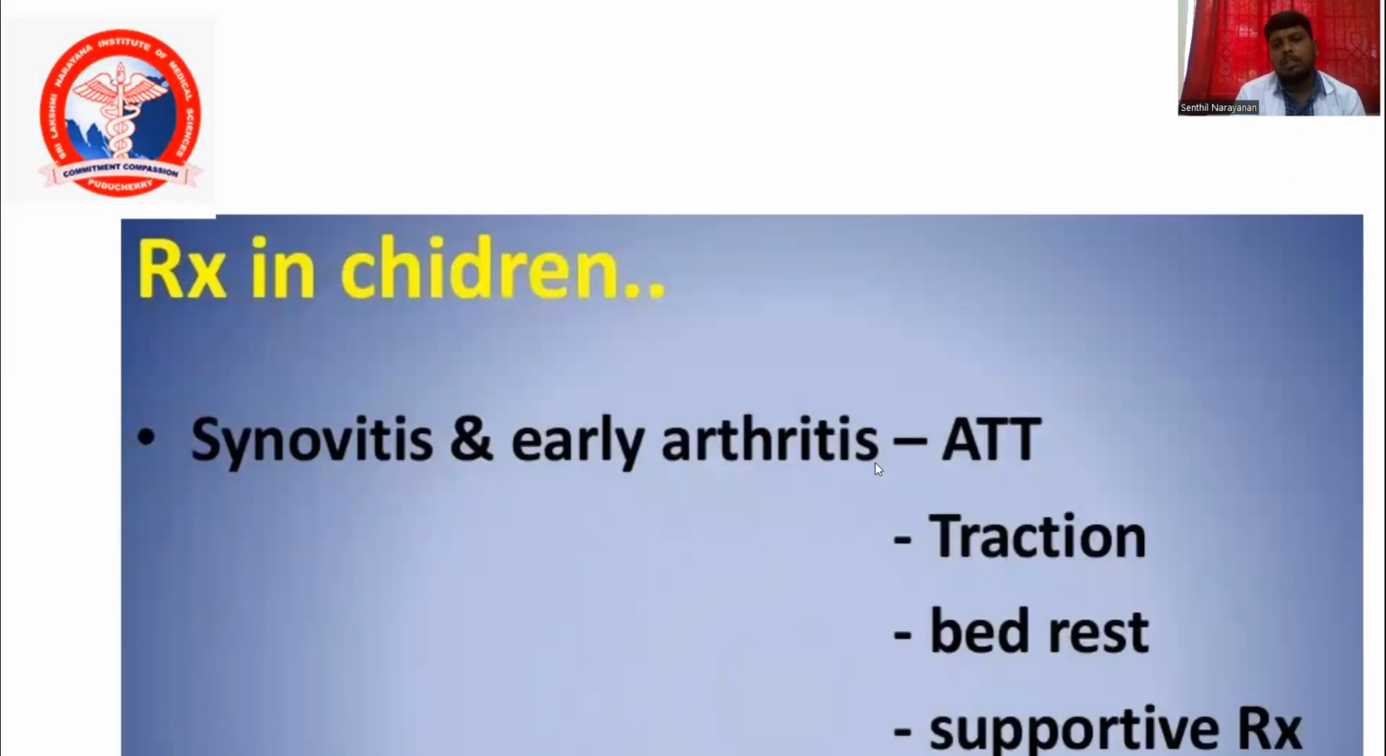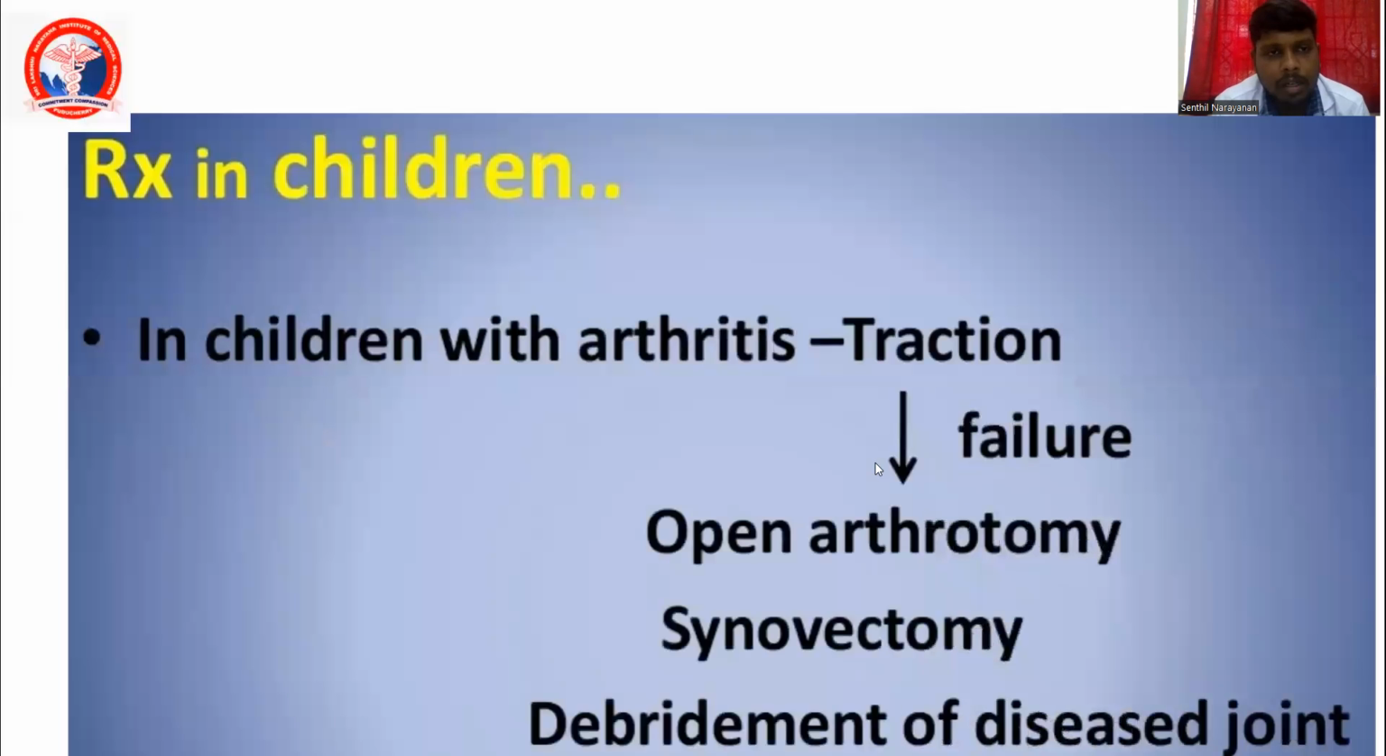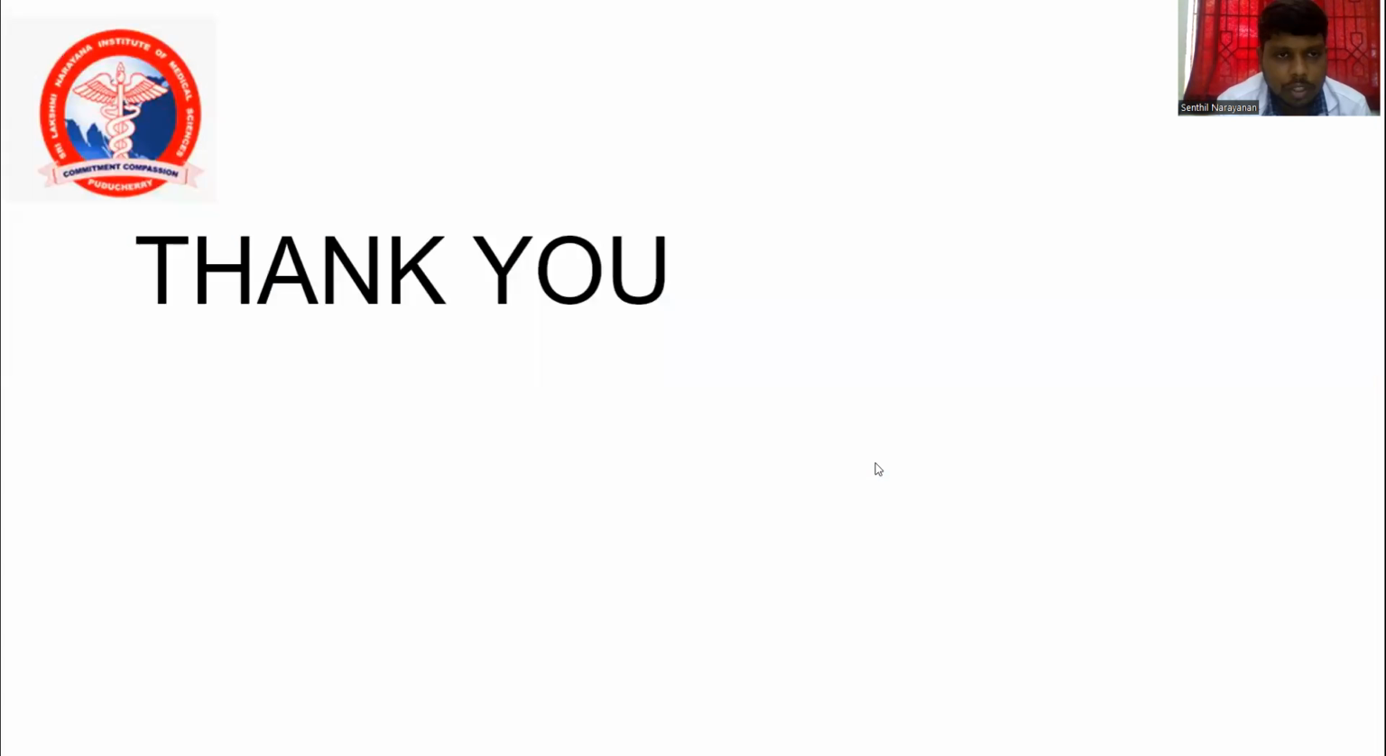Treatment in children: synovitis and early arthritis, it is ATT, traction, bed rest, and supportive treatment. In children with arthritis, it's traction. When there is a failure, there's open arthrotomy, thorough wound wash is given, synovectomy, and debridement of the dislocated joint.